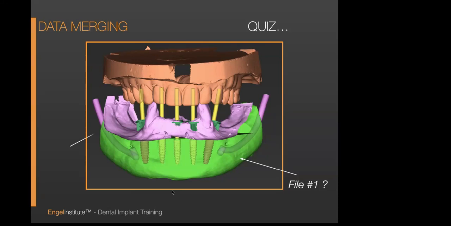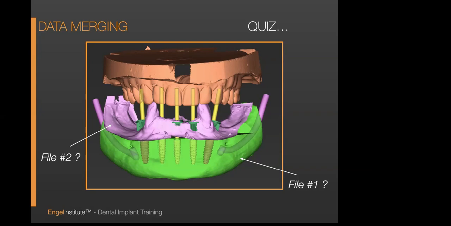Number 2, what file is the purple picture? If you said file number 1 was DICOM and file number 2 was STL, you're right, you got it. Now, in a case like this, I don't want to get too much into partially edentulous cases because it gets a little confusing. Suffice it to say that you're going to treat a partially edentulous case just like you would fully dentate.